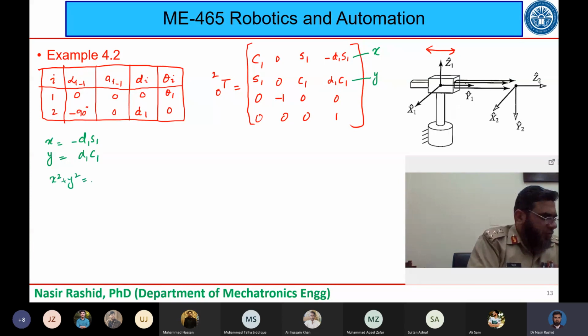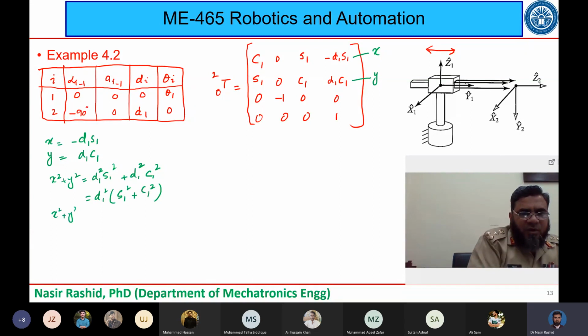सो x square plus y square would be equal to d1 s1 square plus d1 square cos 1 square। और इसमें से मैं d1 स्क्वायर को कॉमन ले लूँ, सो दिस विल बी s1 square plus cos 1 square, which is equal to 1, so this will be equal to d1 square. So x square plus y square will be equal to d1 square.